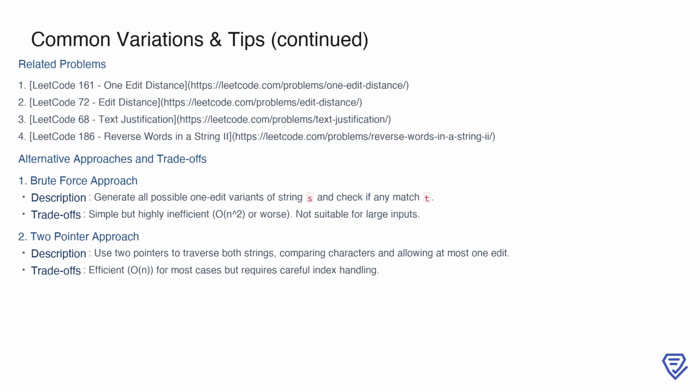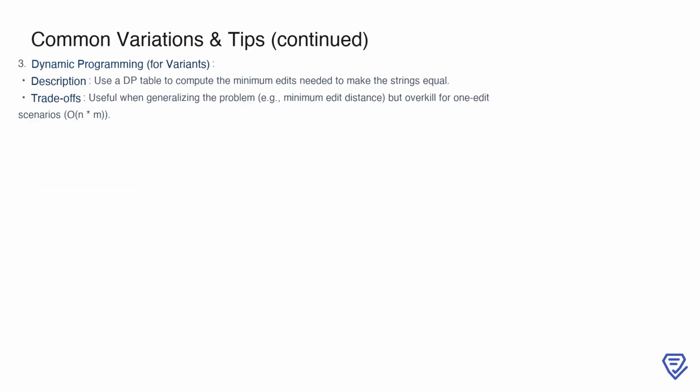When considering alternative approaches to solving the one edit distance problem, brute force is one option. This involves generating all possible one-edit variants of the first string and checking if any of them match the second string. While this method is simple to understand, it is computationally expensive and unsuitable for larger inputs. A more efficient alternative is the two-pointer approach, which lets you traverse both strings while allowing for a single edit. This method is much faster, running in O(n) time for most cases, though it requires careful handling of indices to avoid errors.